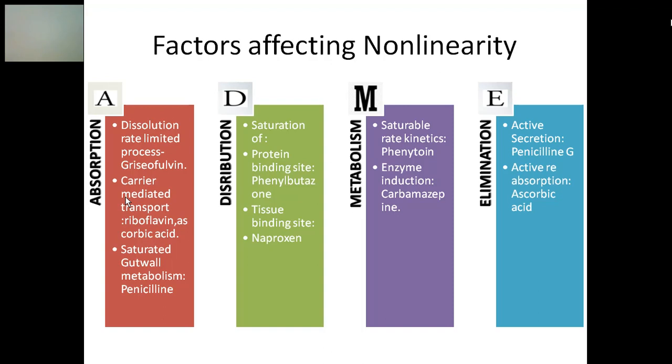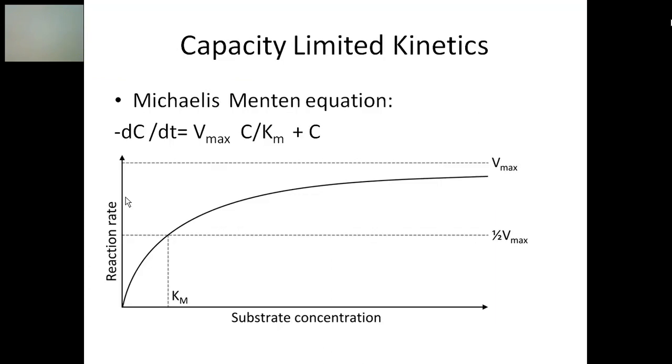Now, how do we measure capacity-limited kinetics? It's not a single kinetic. It can be expressed by the Michaelis-Menten equation. We are well accustomed with this. So the rate, that is dC/dt of the reaction, is equal to Vmax.